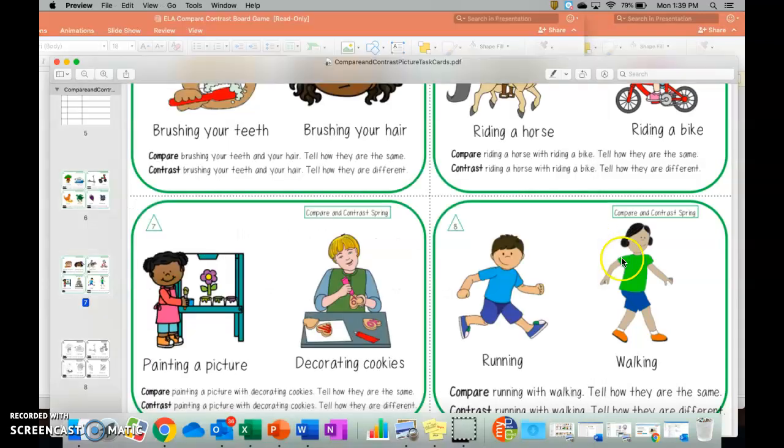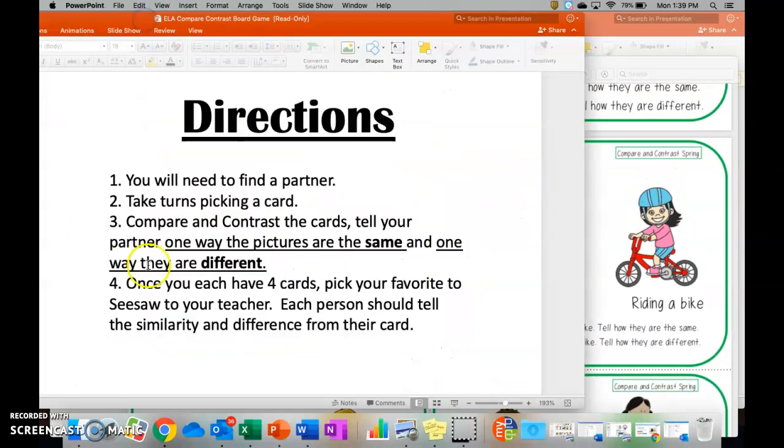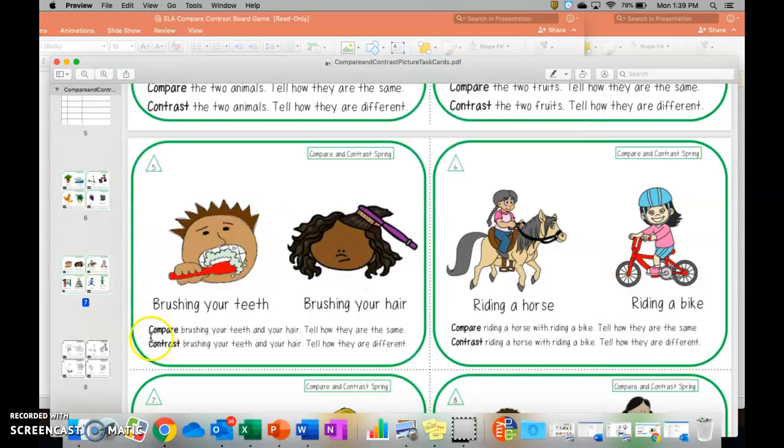Once you pick your card, so say Miss Farrell and Miss Pangburn are playing. Miss Pangburn picks a card, and I picked this one. So the first thing I need to do is tell my partner, Miss Farrell, one way the pictures are the same and one way they are different. See, it also says here, compare brushing your teeth and your hair to how they are the same.